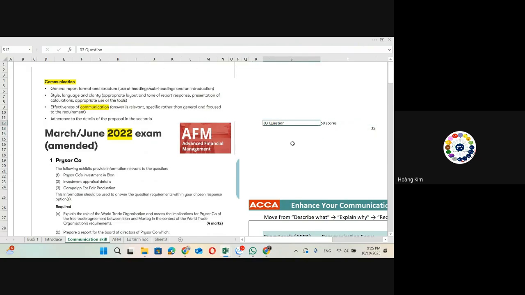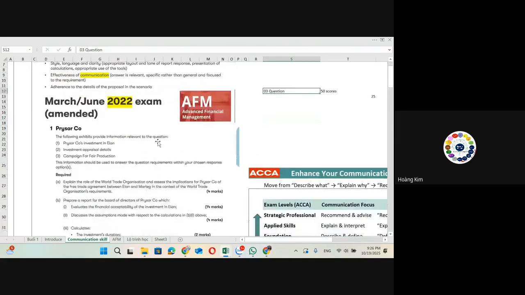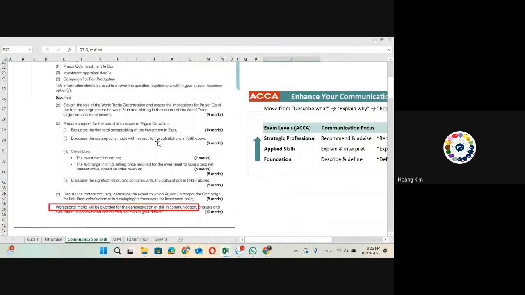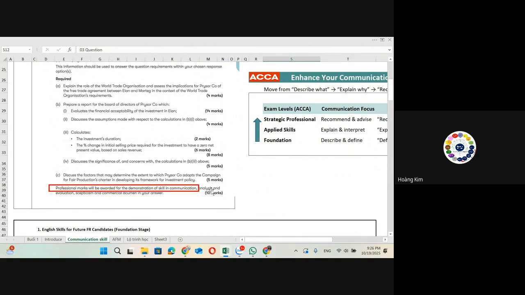The first question makes candidates very stressed because of the long sentences and long questions. They ask you a lot, and if you do not finish the first question, maybe you fail. This is the first question, 50 marks.